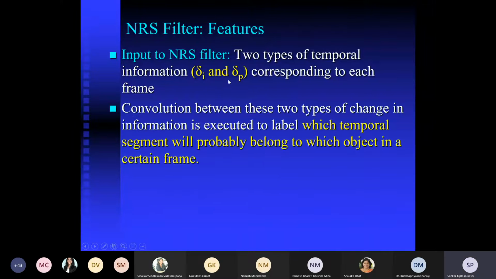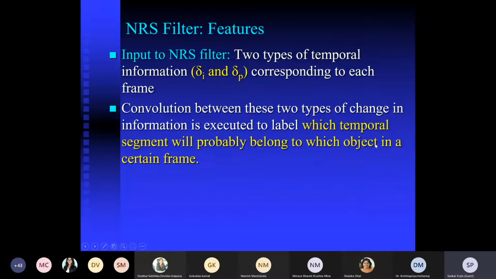Then I take delta I: t with t minus 1, then t minus 1 with t minus 2, t minus 2 with t minus 3, so it is consecutive. One is t to all frames difference. Another is t to a consecutive one. So if I take consecutive, I get p frames. And if I take these p frames, I take the union. So convolution is taken between two types of change information, which is used to determine which temporal segment will probably belong to which object in a certain frame.